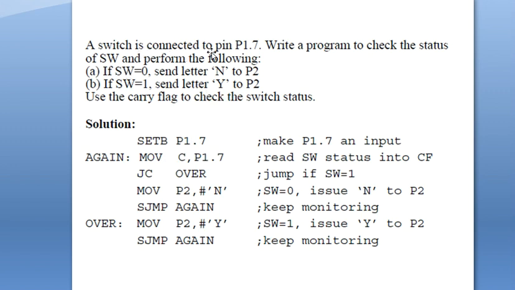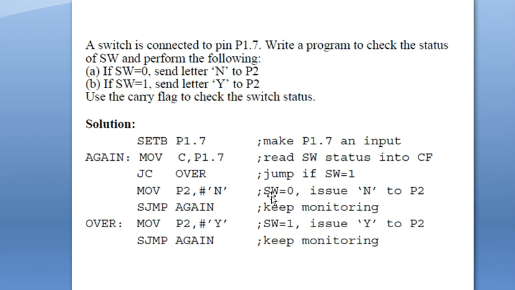A switch is connected to the pin P1.7. Write a program to check the status of the switch and perform the following. If switch is 0, then send letter N to P2. If switch is 1, send letter Y to P2. Use the carry flag to check the status. So here in this program we are using the carry flag. Earlier we were not using the carry flag, but in this case we are.